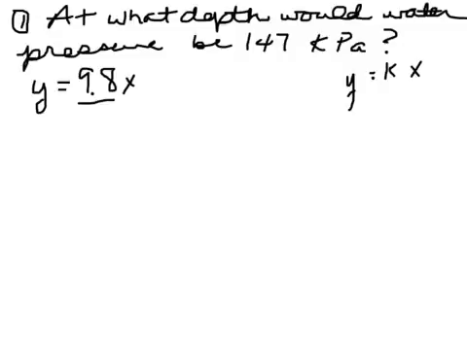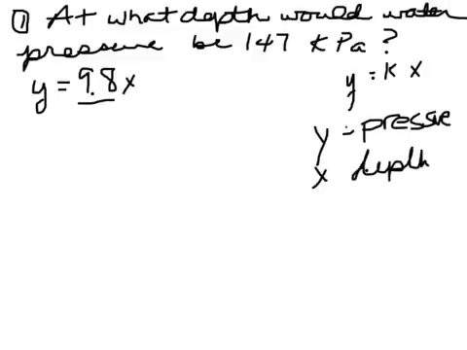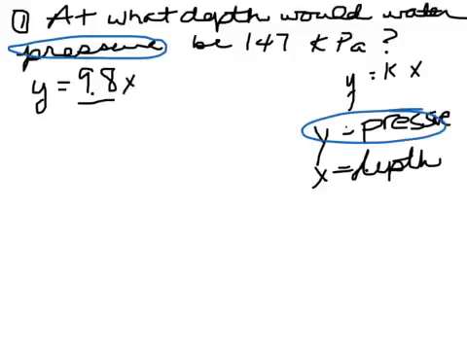We know that the water pressure is y, so that's the pressure in this problem, and the x represents the depth. And that's what they're asking us to find, x, because they want to know at what depth. So my x is missing. They've given me the y value because they gave me pressure, and pressure is y. So I'm just going to plug 147 in for y.